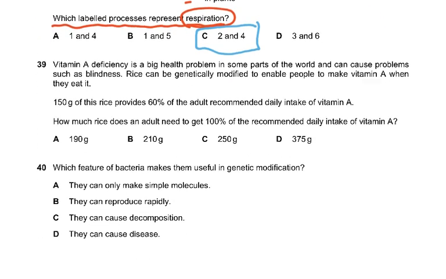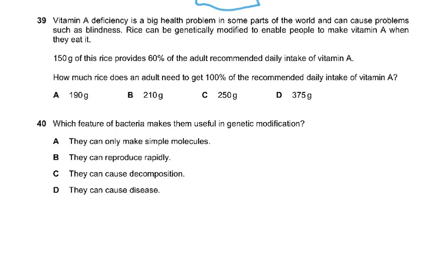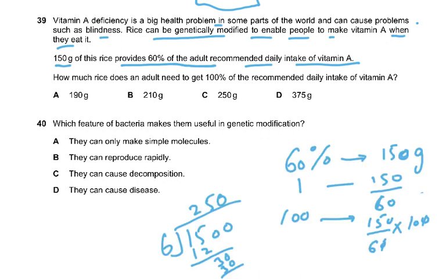Then coming to question number 39. Vitamin A deficiency is a big health problem in some parts of the world and can cause problems such as blindness. Rice can be genetically modified to enable people to make vitamin A when they eat it. 150 grams of this rice provides 60% of the adult recommended daily intake of vitamin A. How much rice does an adult need to get 100% of the recommended daily intake of vitamin A? A very small maths question. So in my own little very silly way of doing my maths, 60% is 150 gram, 1% is 150 over 60, so 100% will be 250. So the answer is C.